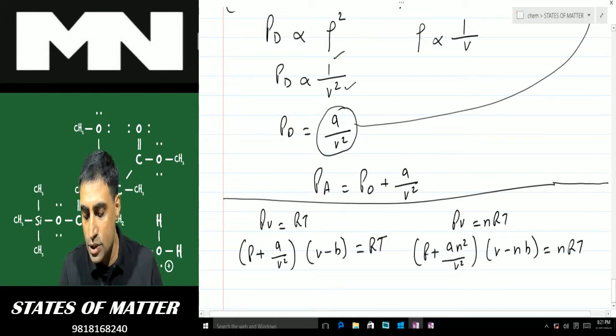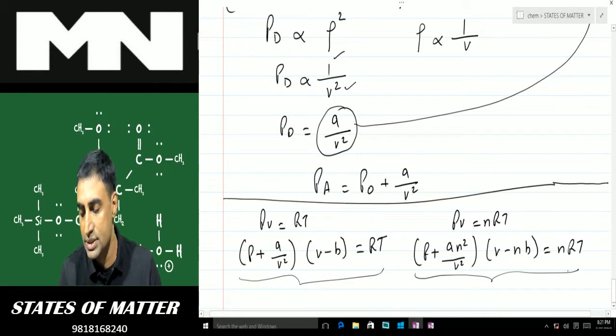So PV is equal to RT, that's for 1 mole. Then the van der Waals equation is this. And when we have n number of moles, then the van der Waals equation is this. So this is the van der Waals correction and this is the van der Waals equation.